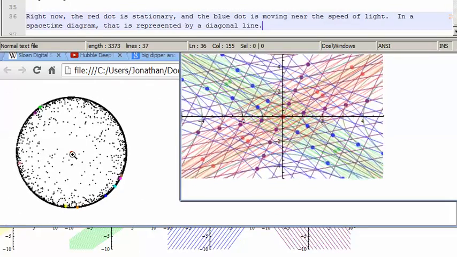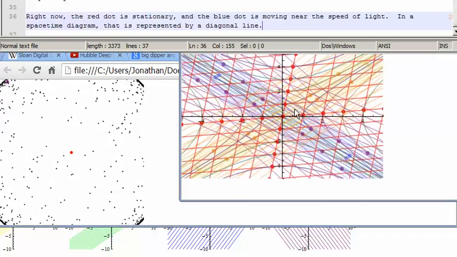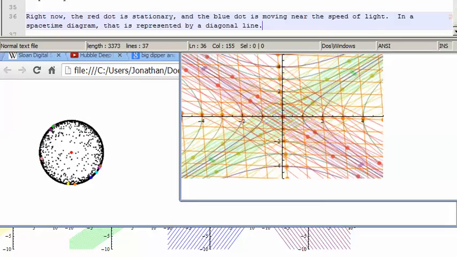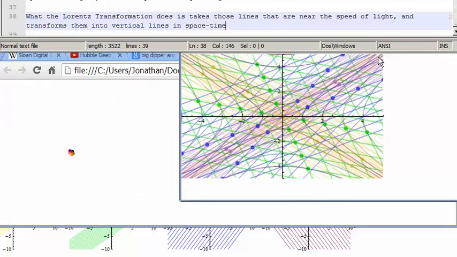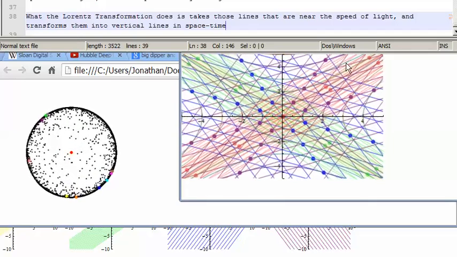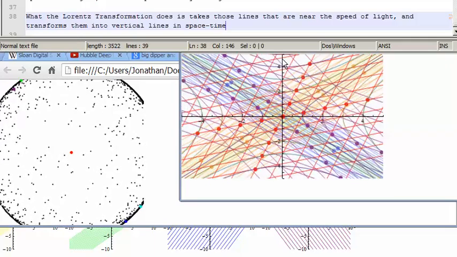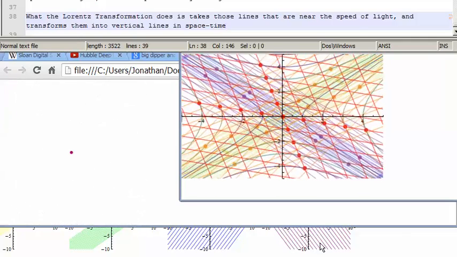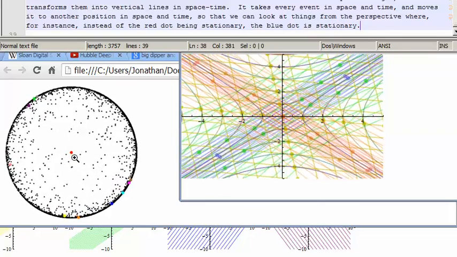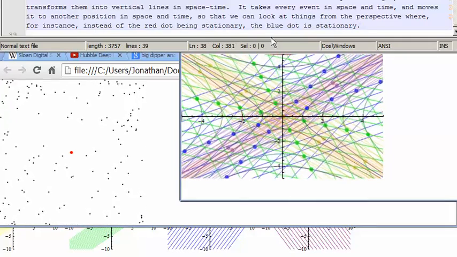Right now, the red dot is stationary and the blue dot is moving near the speed of light. In a space-time diagram, that would be represented by one of these diagonal lines. What the Lorentz transformation does is take those lines that are near the speed of light, this diagonal line in the space-time diagram, and map them to a vertical line, like that. It takes every event in space and time and moves it to another position in space and time, so we can look at things from the perspective where, for instance, instead of the red dot being stationary, the blue dot is stationary.